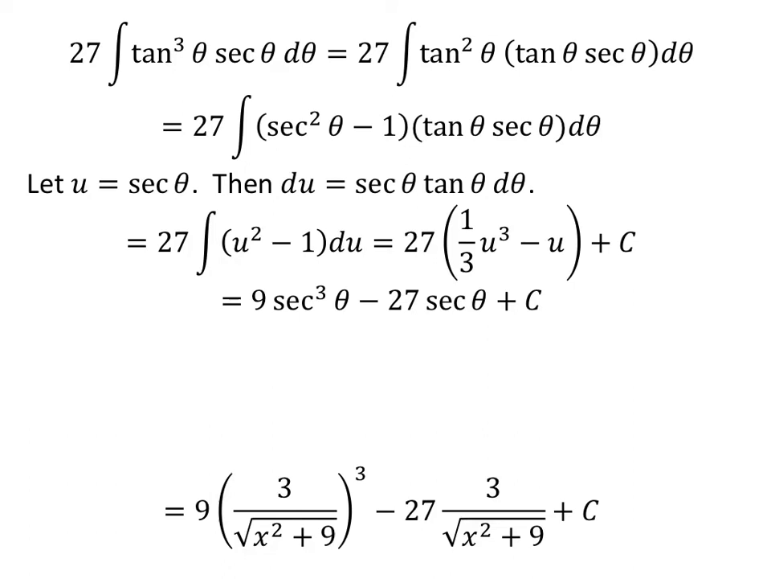Okay. So we said that the secant of theta was the hypotenuse, which was 3, over the square root of 9 minus x squared. That was what we calculated before. And there we have 9 times the secant cubed minus 27 times the secant. Okay, so we could do a little simplification. We could cube this 3 in there, and then we could write x squared plus 9 to the 3/2 power if we wanted to, but we're not worried about that right now. We're just problem solving here.